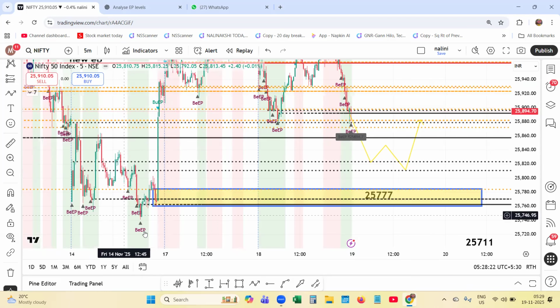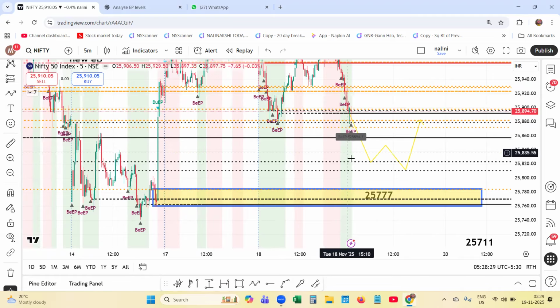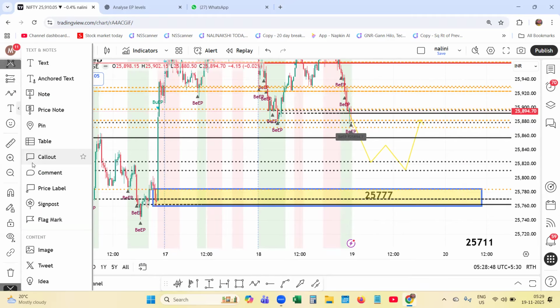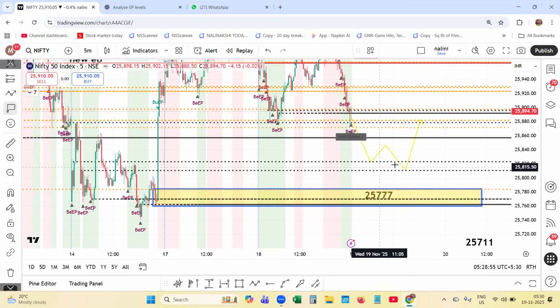The entire thing was bearish EP to bullish EP. Now bullish EP to bearish EP, entering into the territory of bearish EP. Bearish EP is nothing but PE levels. So these levels are the important levels, 25,819. Let me take the price label. Where is that? This one.